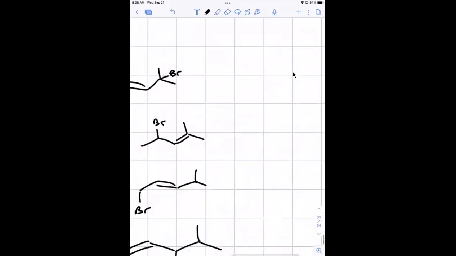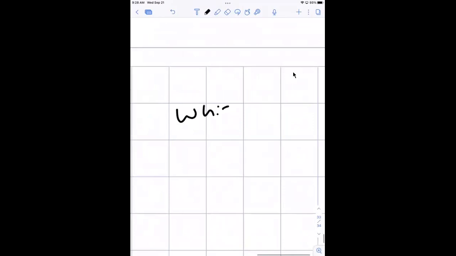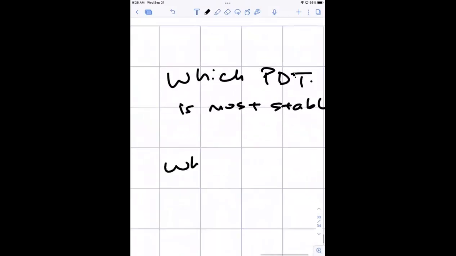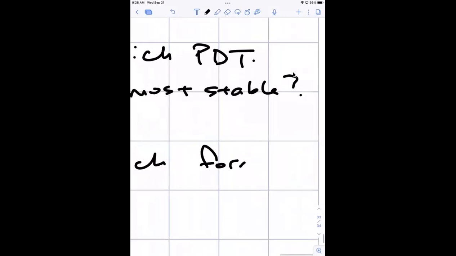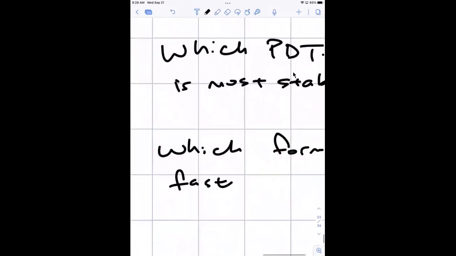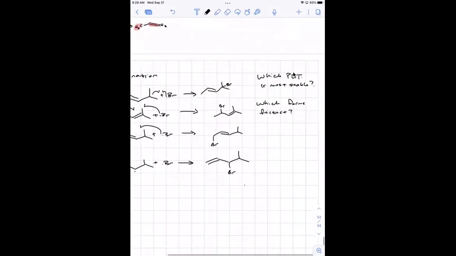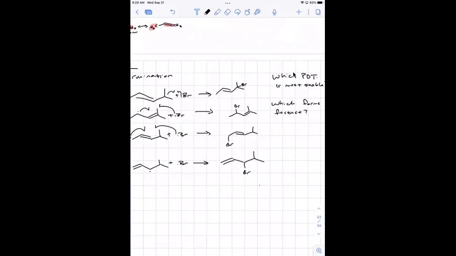Here's the question. Which is the most stable? So which product? And which one forms the fastest? How do we know? Because we should know at this point. I talked about it Monday, and it was also in the video that was sent out, and it's in the book in the section on allylic bromination. So between those three things, we should be able to answer that.